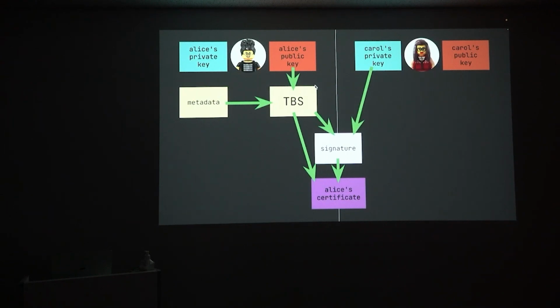Basically, Alice wants to prove that her public key really belongs to her. So she will take the public key and some metadata about herself, her name and her country, and she will create a certificate signing request to Carol. Carol will take this data, which is called the TBS, to be signed, part of the certificate, the draft of the certificate, and if she wants to help Alice, she will sign it with her private key and create a cryptographic signature. And then Alice will take all this data along with the new signature and create her certificate.